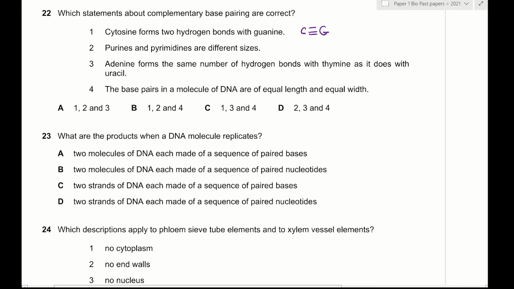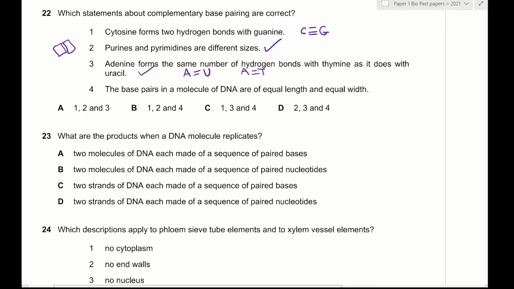2. Purines and pyrimidines are different sizes. This is correct because purines have double ring structures and pyrimidines have a single ring. So they are definitely different sizes, so this is correct. 3. Adenine forms the same number of hydrogen bonds with thymine as it does with uracil. This is correct. With both, it does form 2 hydrogen bonds.